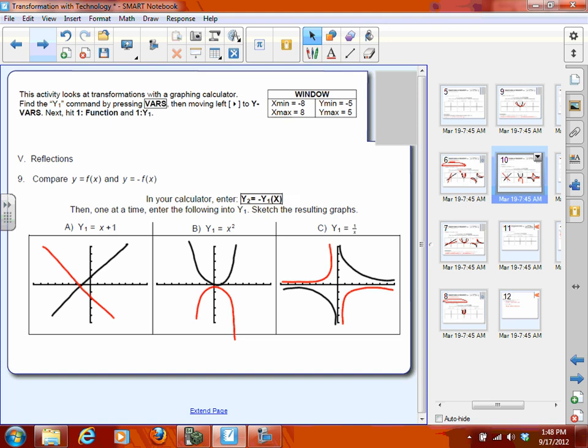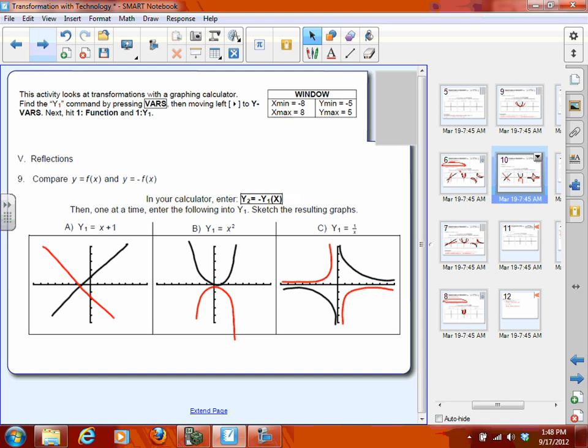Alright guys, we're almost out of time, and I want to finish these up, so let's go ahead and take a look at these. Number 9, these are the graphs that we're getting. Remember, the black one is the original function, the red one is our one that has the negative sign on it. So the question is, what's happening? Can anybody figure out what's happening here?